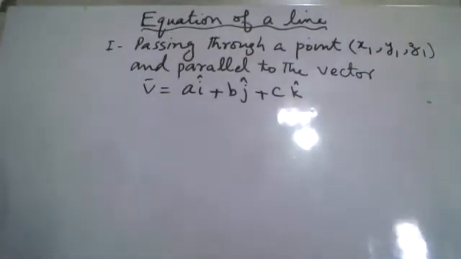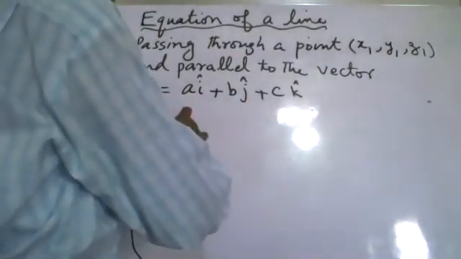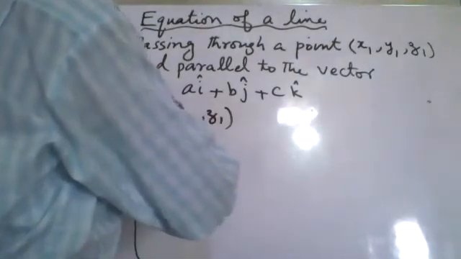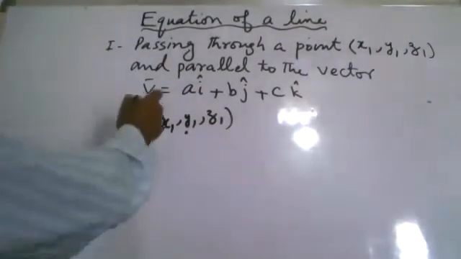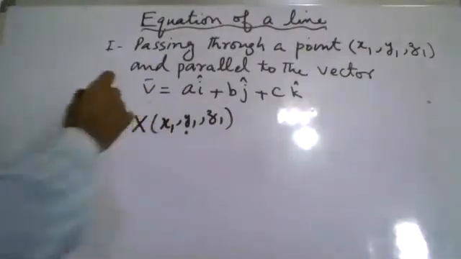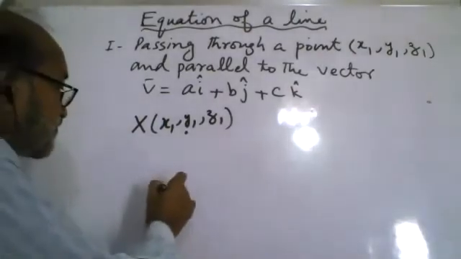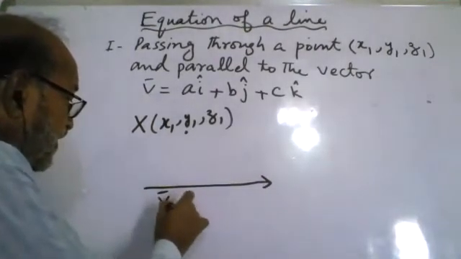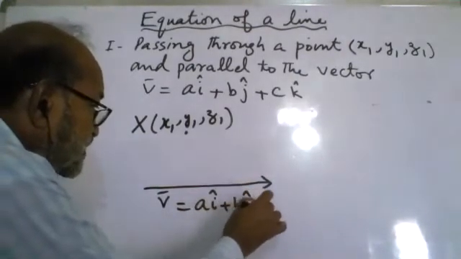So this is a point x1, y1, z1. This is the point x1, y1, z1. We give the name of this point X. And there is a given vector v equal to ai plus bj plus ck.